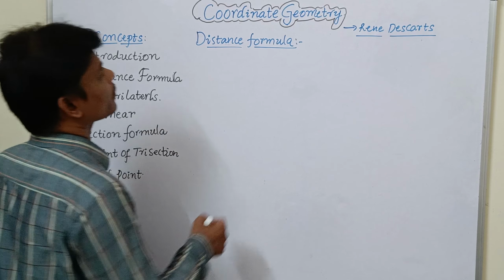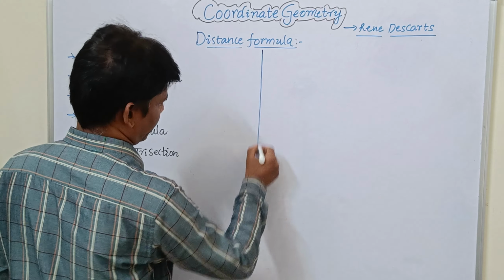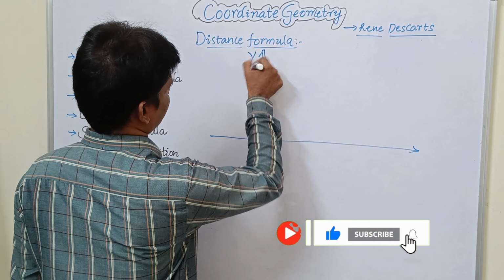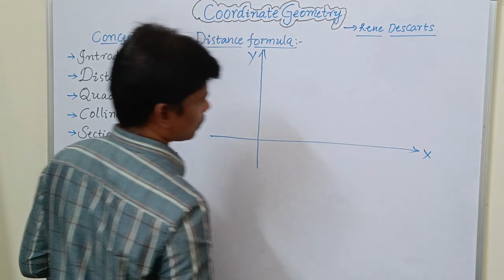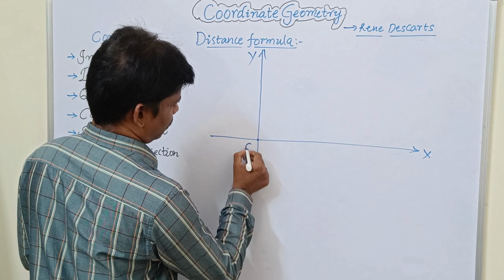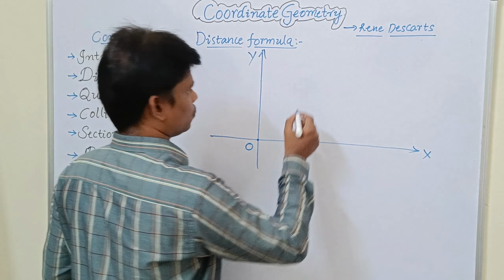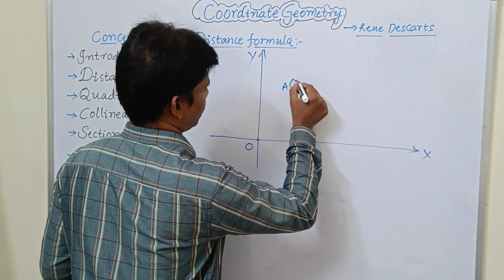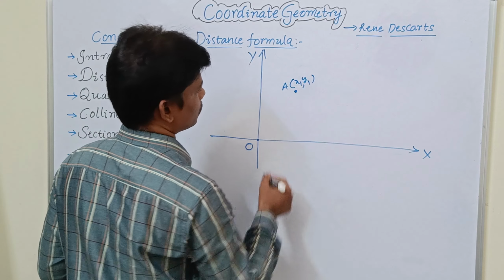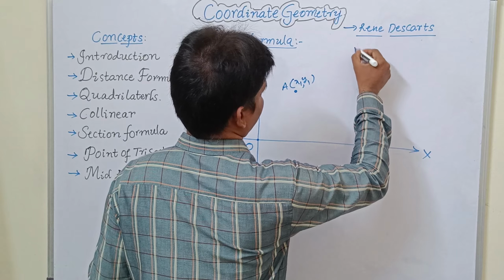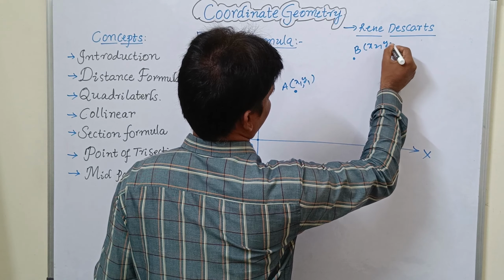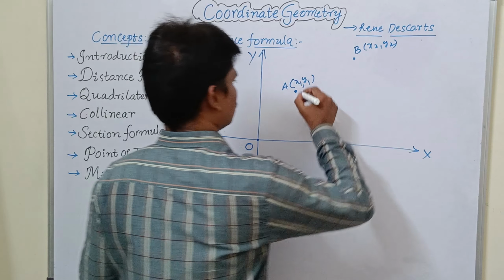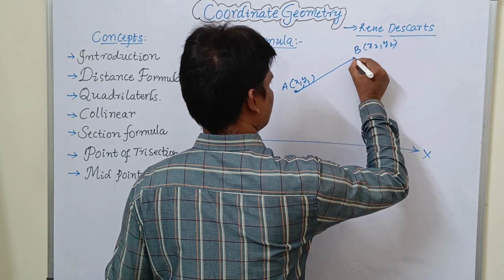See here. Suppose we take an xy plane. The intersecting point is the origin O. Suppose I take 2 points. This is the point A, (x1, y1). This is the point B, (x2, y2). You have to find out the distance between these 2 points.